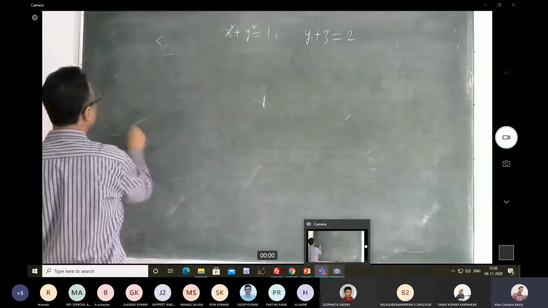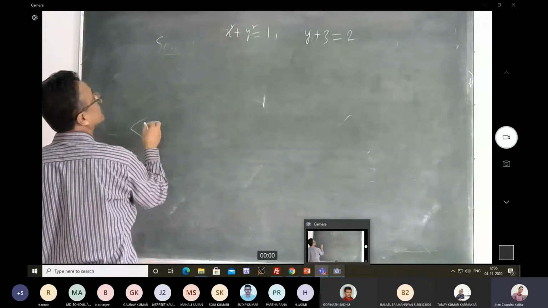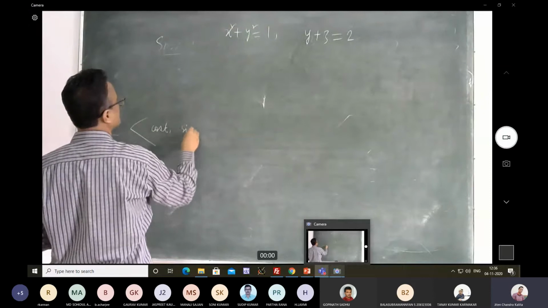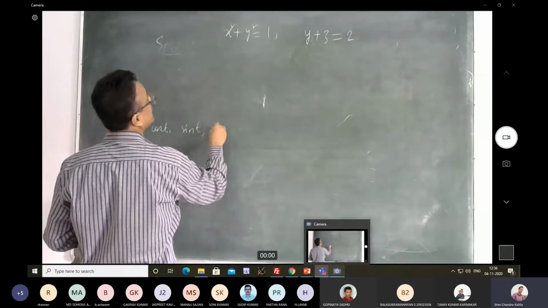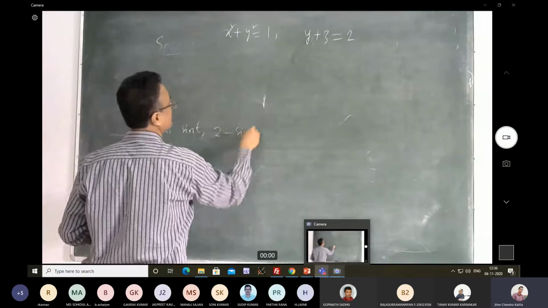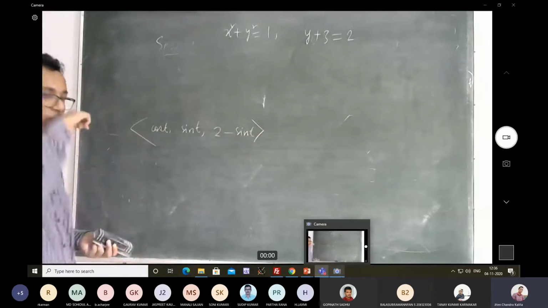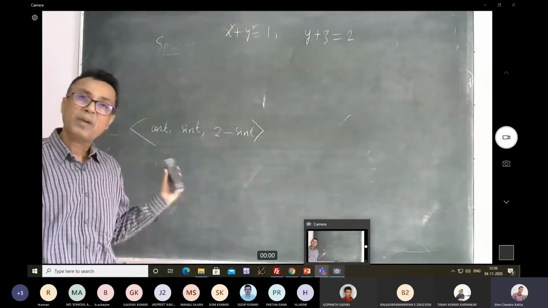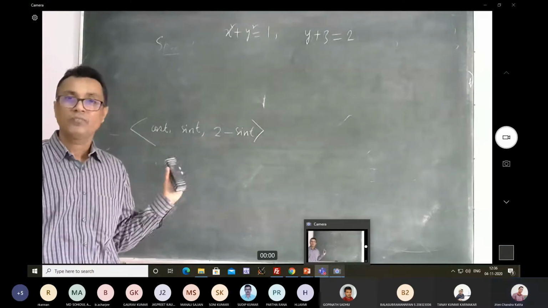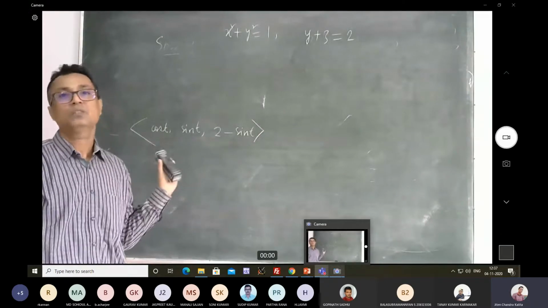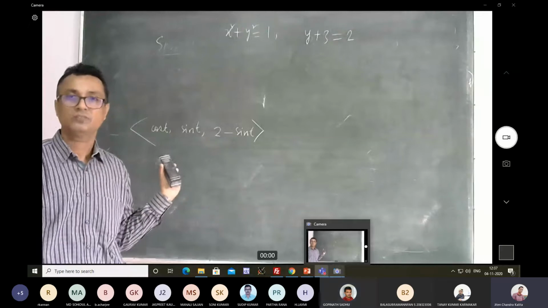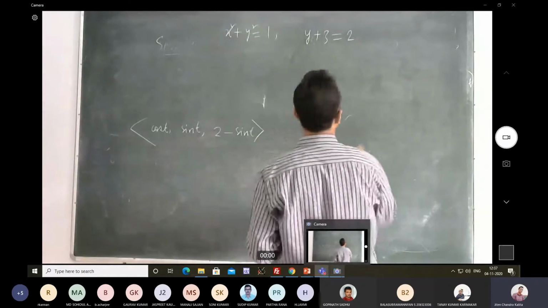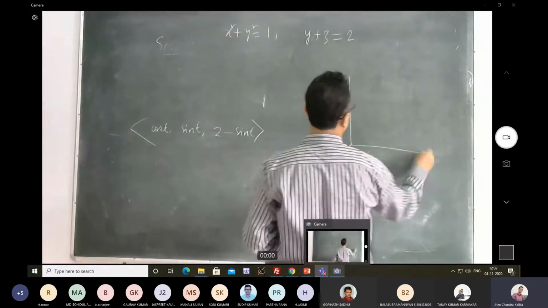So basically, this vector, x equal to cos t, y equal to sin t, z equal to 2 minus sin t, is going to give you the parameterization. Please remember, this parameterization is not unique. There can be more than one way to represent a curve.